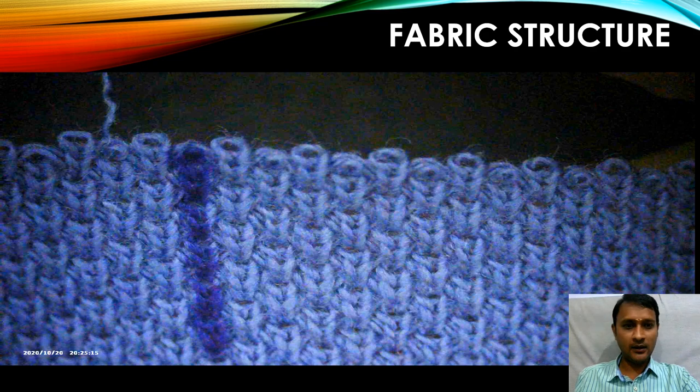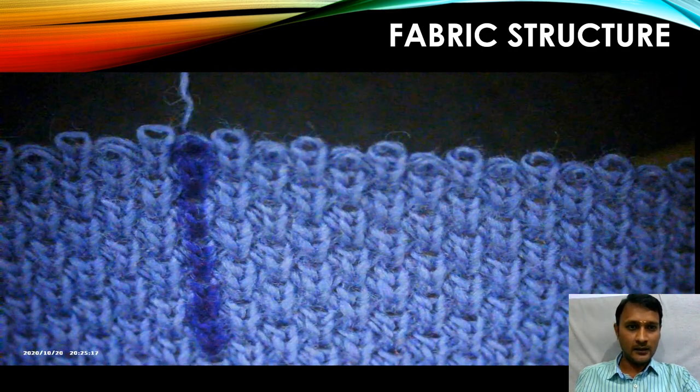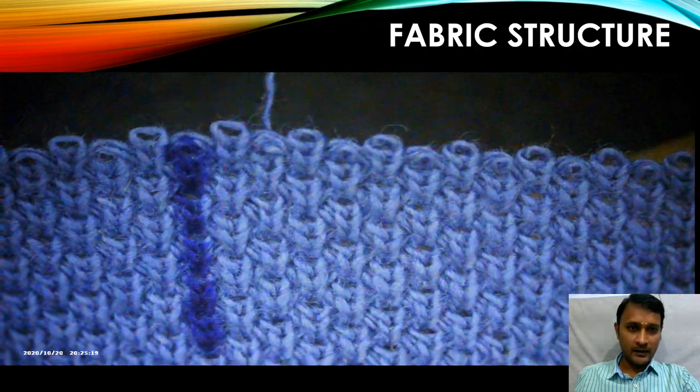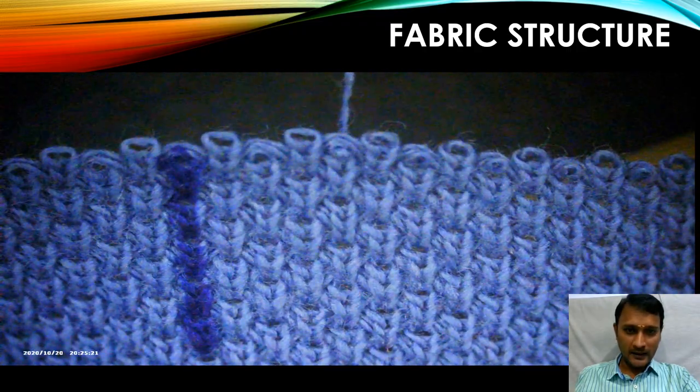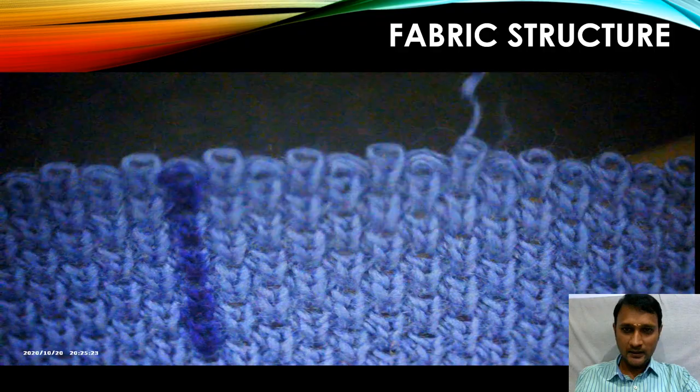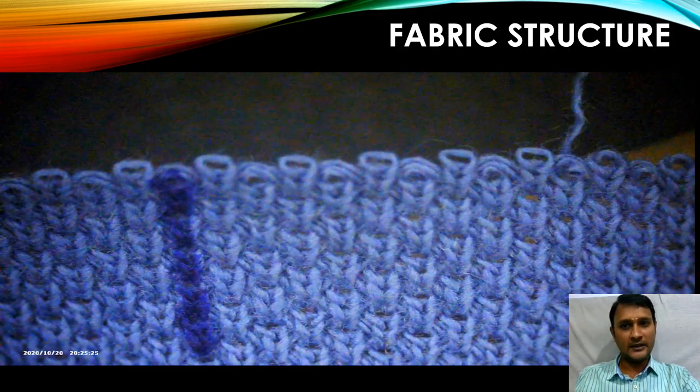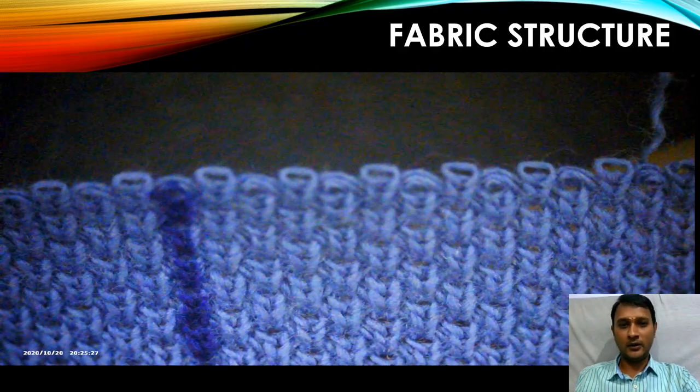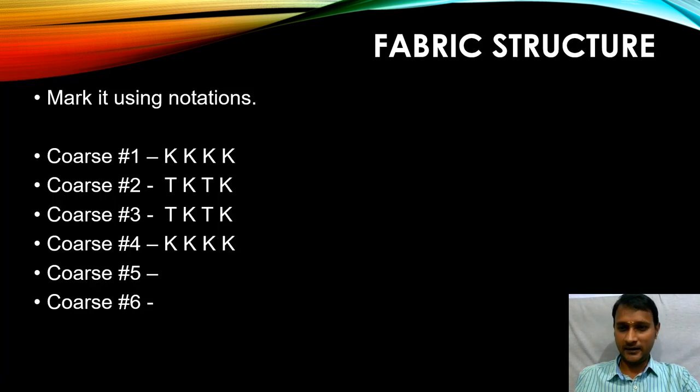Now let's unravel course number 4. After that vertical line, see the complete loop is getting unraveled from the previously knitted loop. So it is very easy. We can notify the course number 4 as knit, knit, knit, knit. So now let's move on to course number 5.